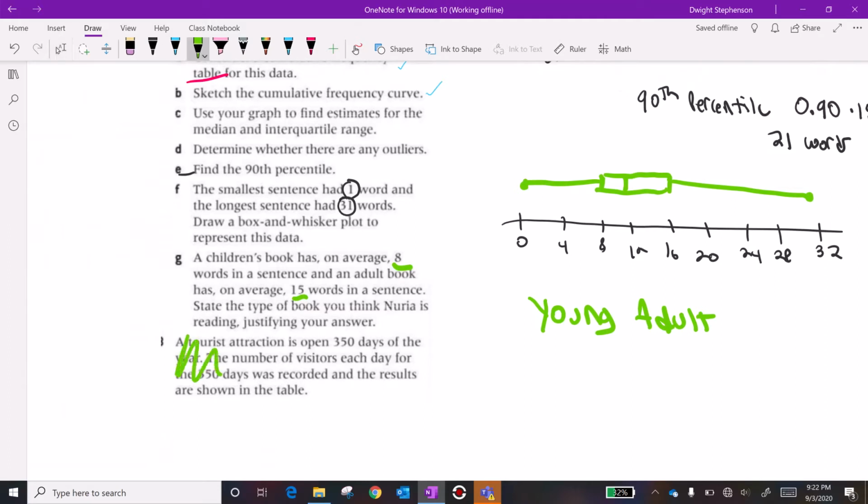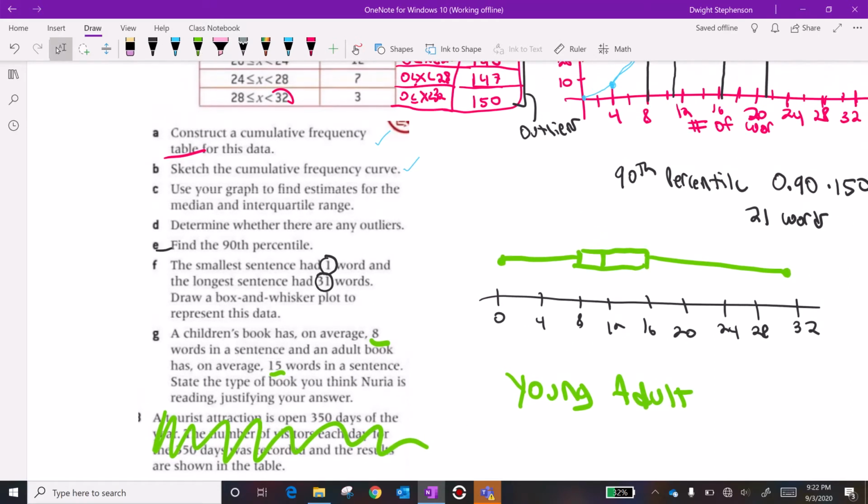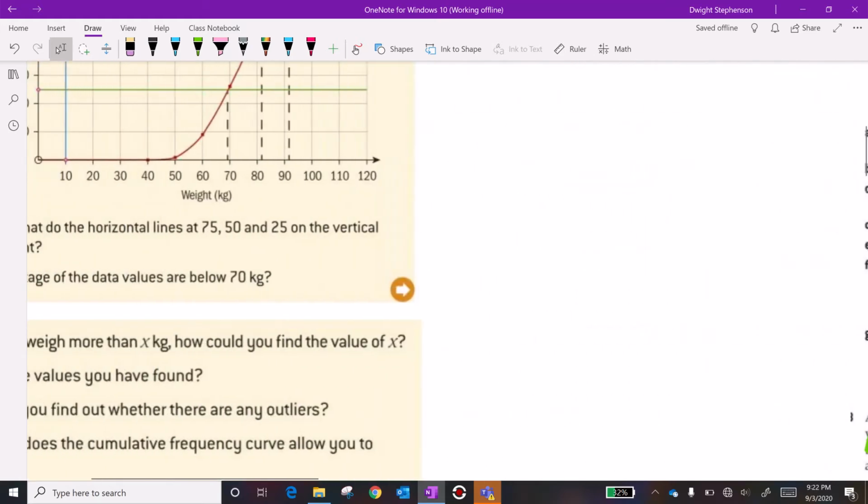Okay, and then that's not part of this question. So that's it. Hopefully that's helpful. All the other questions are very similar to this, just different context.